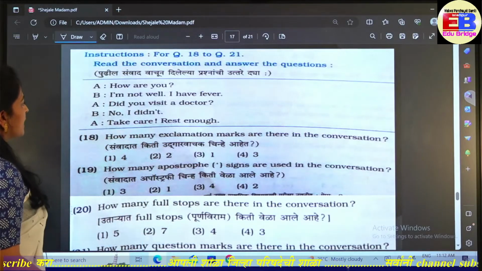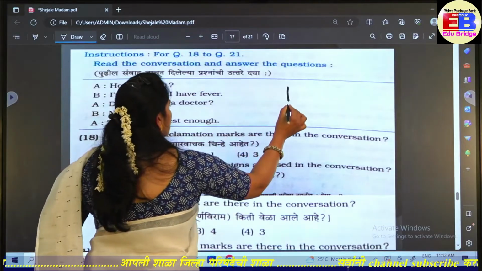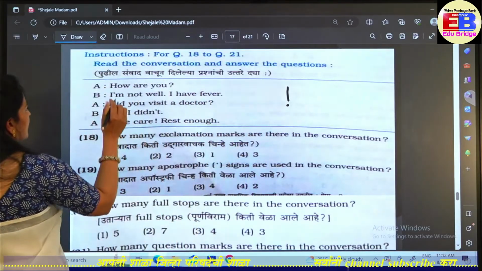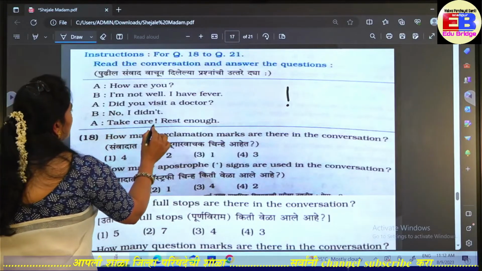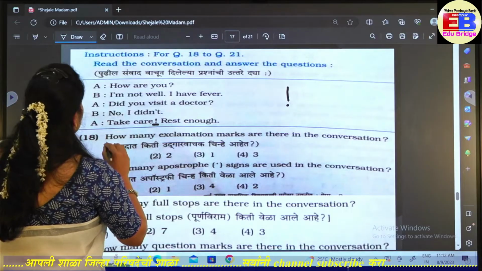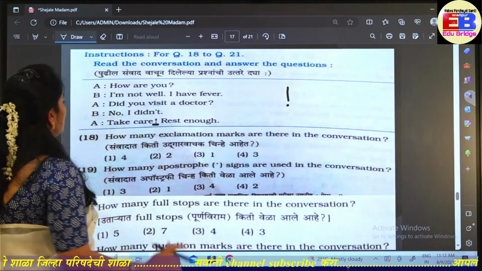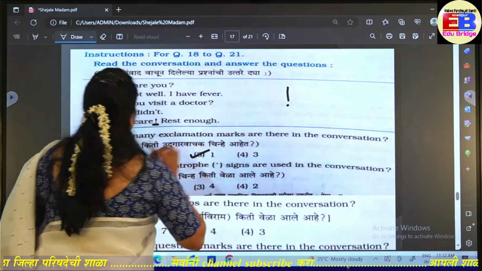Exclamation marks किती आहेत? So which type of exclamation you know? This is exclamation marks. So how many exclamations are there? 1. Only 1 exclamation is there, no? Yes. Only 1. So the option number is 3.